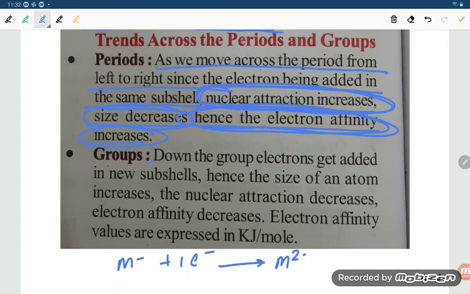Now in the group, down the group, electrons get added in a new shell. Hence the size of the atom increases. The nuclear attraction decreases. And if the nuclear attraction decreases, electron affinity decreases. Electron affinity value is expressed in kilojoules per mole.